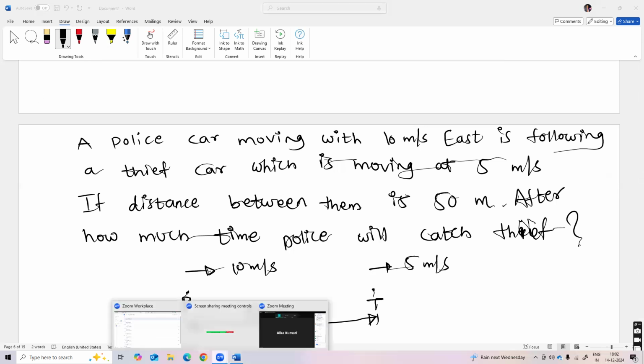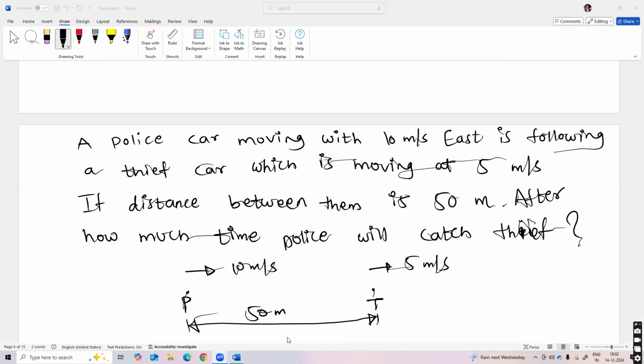So please try this question. I will give you 2 minutes to solve. Otherwise, I will give the answer. Okay. Please try to solve this.